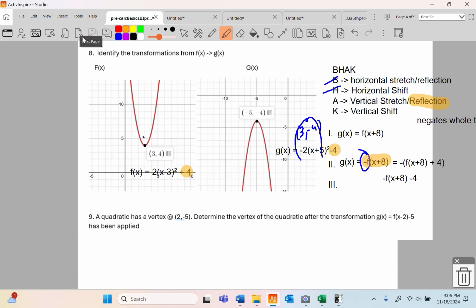All right, last one because the bell's already rang. Quadratic has a vertex of 2, negative 5. Determine the vertex of the quadratic after the transformation, f of x minus 2 minus 5.